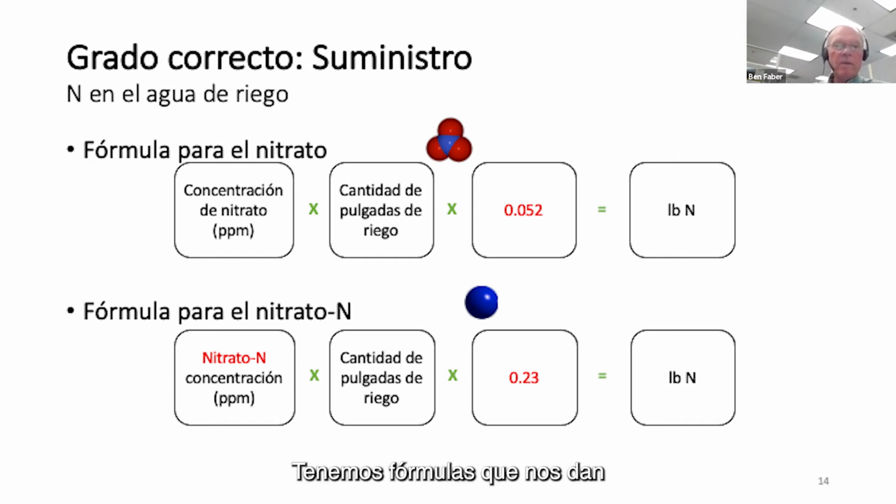So, we have formulas that give us an estimate that is nitrogen that is coming from water. All growers should be doing some water testing at some point during the growth period, at least once a year, to get an estimate of the total amount of nitrogen that's applied through water.